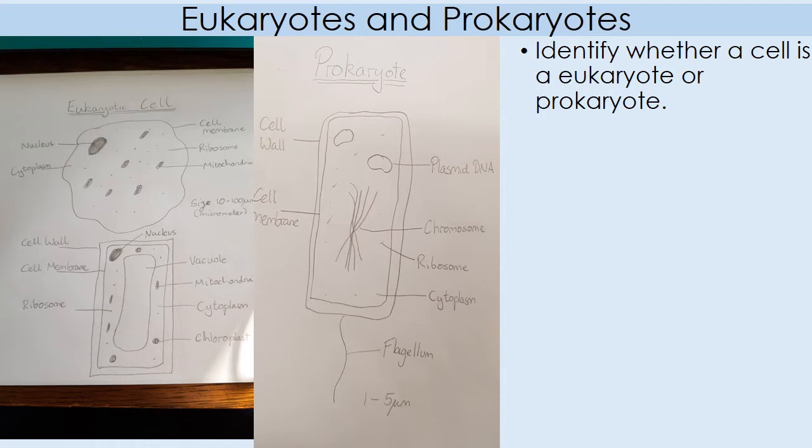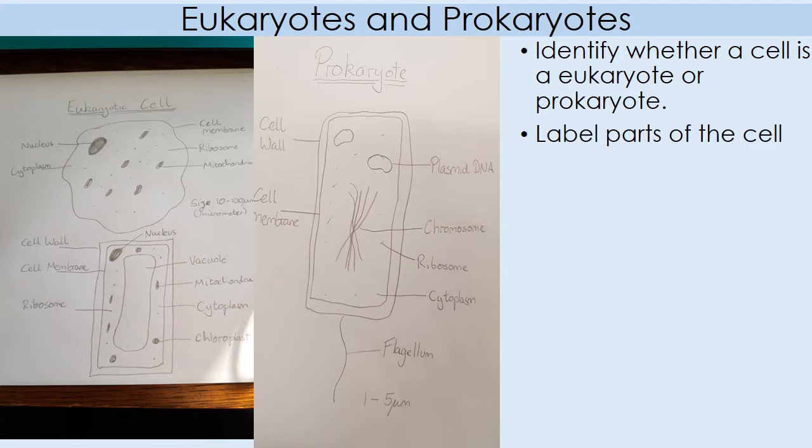Okay, things that you might need to do for your exams is you might need to identify whether a cell is a eukaryote or a prokaryote. To do this, we're going to be looking at the cell. You're going to see whether the DNA is enclosed within the nucleus. If it is enclosed within the nucleus, we can assume that it is a eukaryotic cell. Okay, that is our main way of doing it.